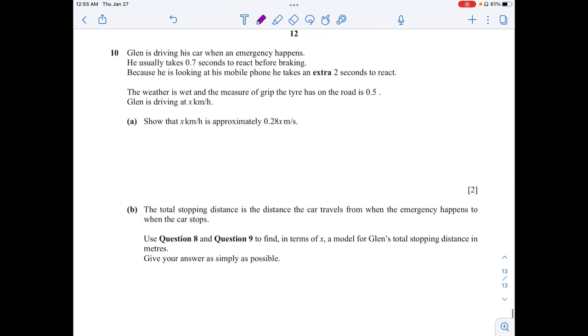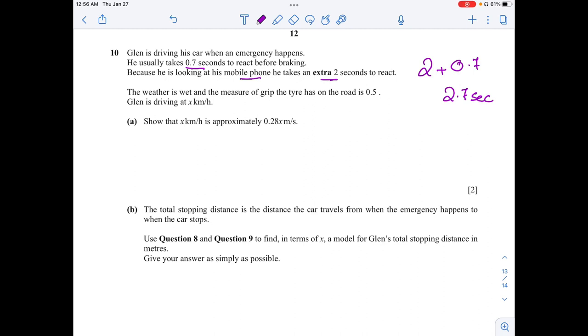Coming to the last part, Glenn is driving his car when the emergency happens. He usually takes 0.7 seconds to react. Because he is looking at his mobile phone, he takes an extra 2 seconds. So totally he is wasting 2.7 seconds. While driving the car, we should not be looking at the phone. Though his reaction time is very small, 0.7, because of looking at the phone, he wasted 2 seconds. So totally 2.7 seconds has been wasted.